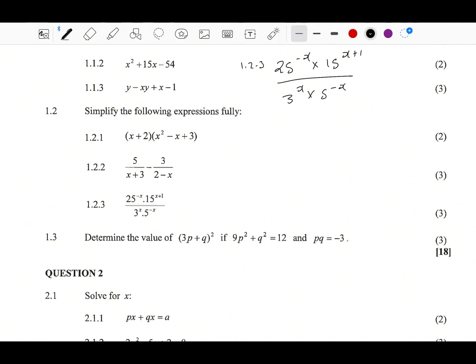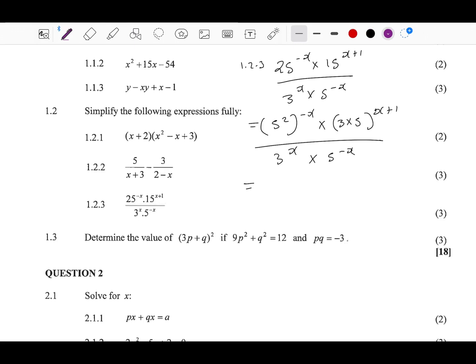So first thing that you can notice here is 25. 25 can be written as 5 times 5, which is 5 squared, right? And then 15, you're simplifying to the lowest value. So 15 can be written as 3 times 5. 3 power x, I cannot really simplify that. That's the lowest it can go. 5 power negative x, I cannot really do anything with that.